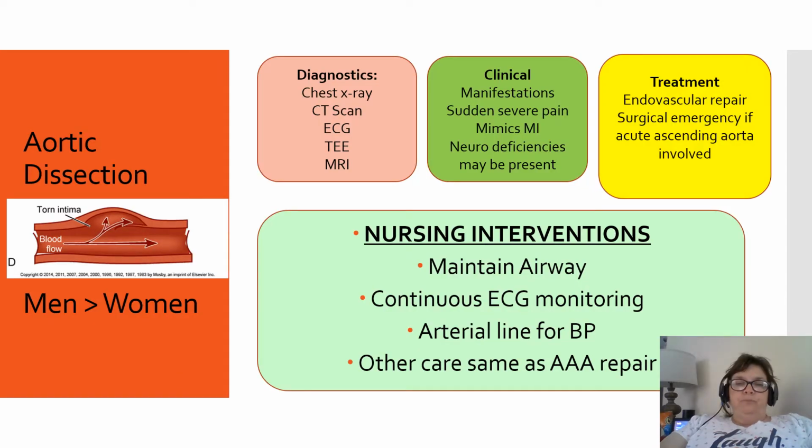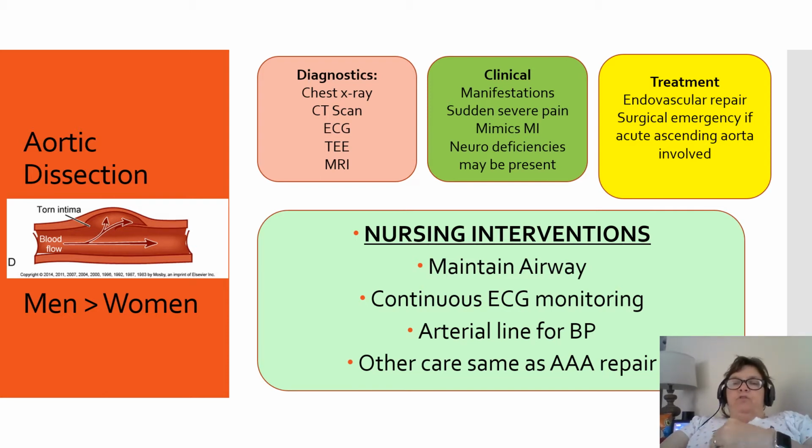You could also get a dissection of the aorta, and that's when the intima starts pulling away from the vessel wall, and men get that more often than women. Diagnostics are the same. They may do a TEE, would be the only other thing, but they have sudden severe pain. It's usually chest pain. It can be so severe it's pulling off the aortic valve. So it really depends on how far it's dissecting.